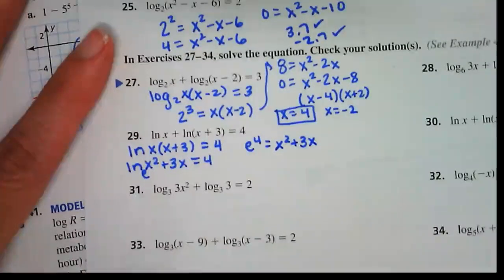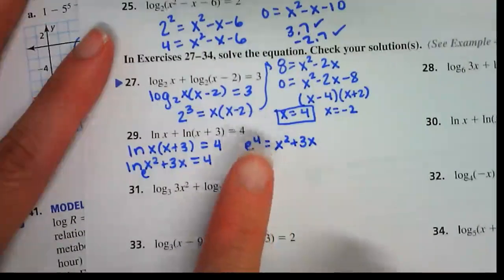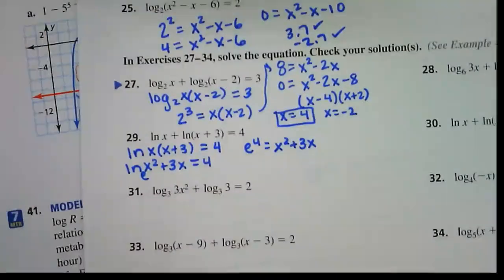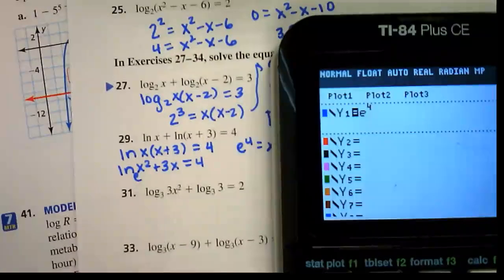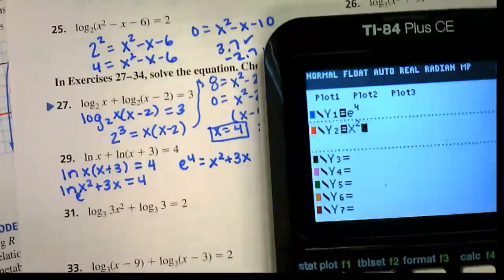I can either choose to put this in my calculator like this and find the intersection, or I could put this on the other side and find the zeros on my calculator. Either way, it's going to work. It doesn't matter which way we do it, we're going to get the same answer. So if we do this problem with putting the left side in y1, we're going to have e to the 4th, the right side in y2, we've got x to the 2nd plus 3x.